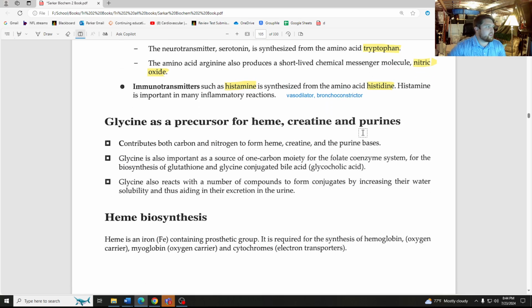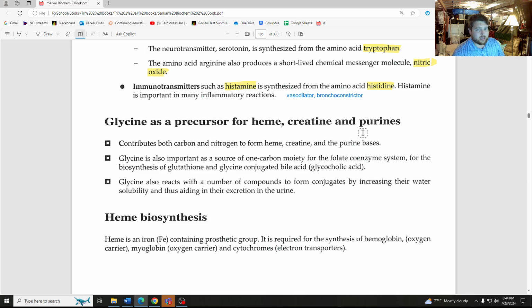So starting with glycine for heme, creatine, and purines. It contributes both carbon and nitrogen to form the heme, creatine, and the purine bases. Glycine is also important as a source of 1-carbon moiety for the folate coenzyme system, for the biosynthesis of glutathione and glycine conjugated bile acid, glycocholic acid.